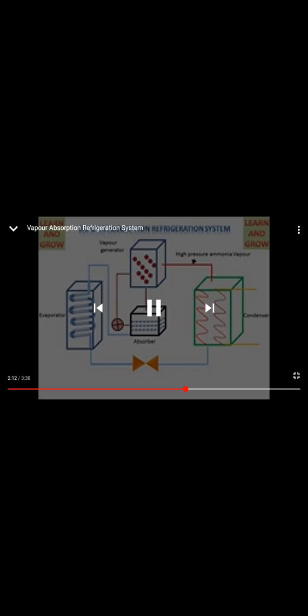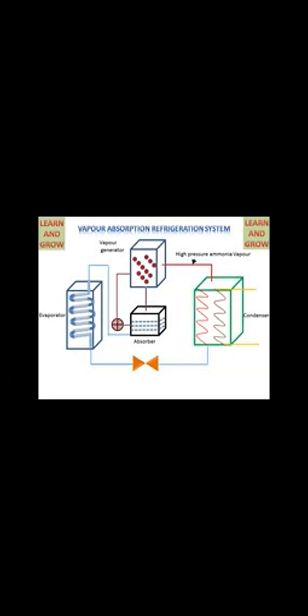Then the pump will pump this water and ammonia to the vapor generator, and in the vapor generator the ammonia will convert into vapor and the water will come back to the absorber. Then these vapors will go to the condenser. High pressure ammonia vapor will reach the condenser, and in the condenser it will lose its latent heat and convert into liquid ammonia.